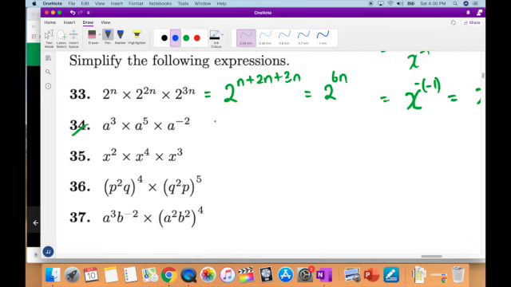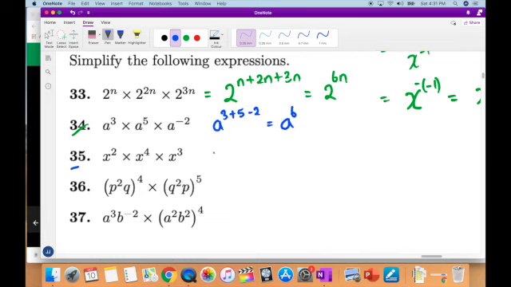That would be a to the power of 3 plus 5 minus 2. You could say 3 plus 5 plus negative 2 just to be safe, but it's the same, which is what? A to the power of 6. Alright, 5 and 3 is 8, minus 2 is 6. Right. So number 35.